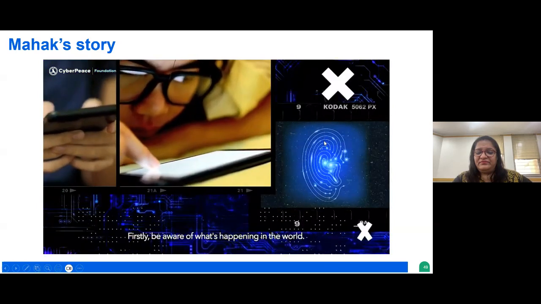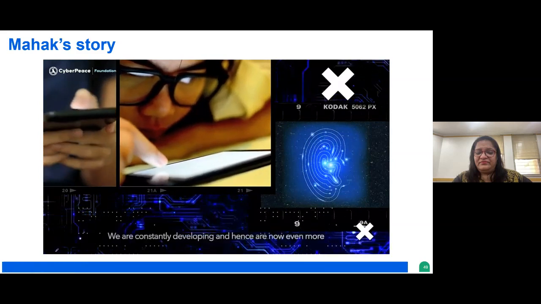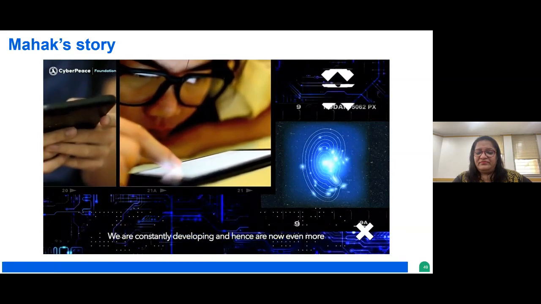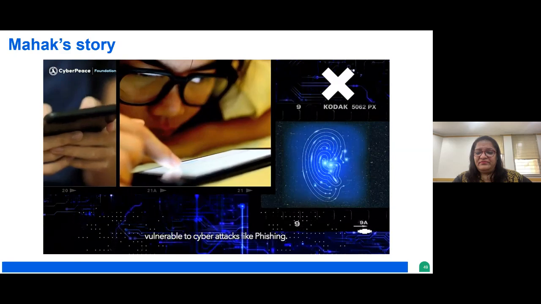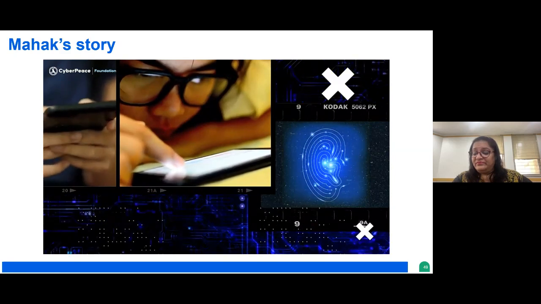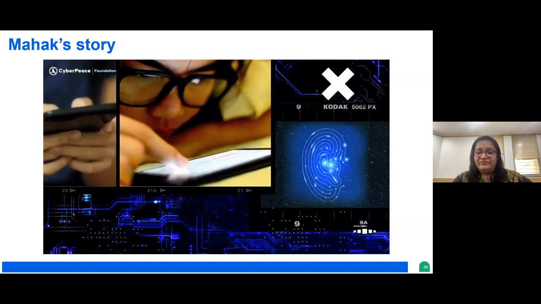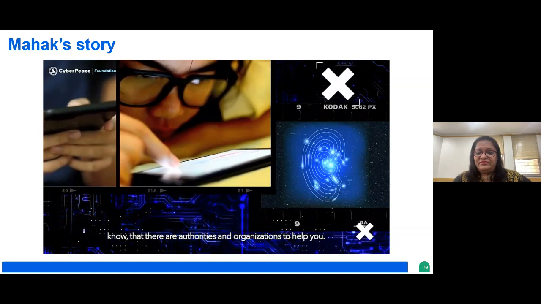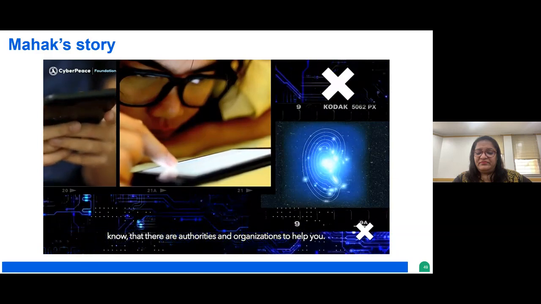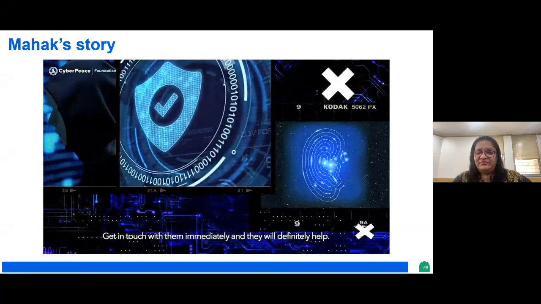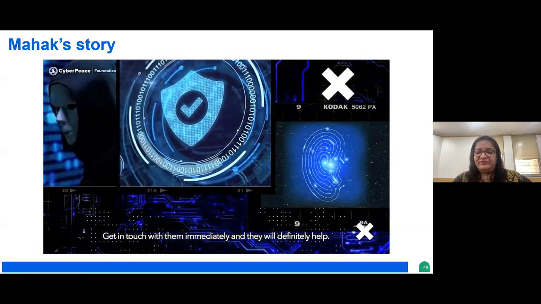Firstly, be aware of what's happening in the world. We are constantly developing and hence are now even more vulnerable to cyber attacks like phishing. God forbid, if you fall prey to this cybercrime, know that there are authorities and organizations to help you. Get in touch with them immediately and they will definitely help you.